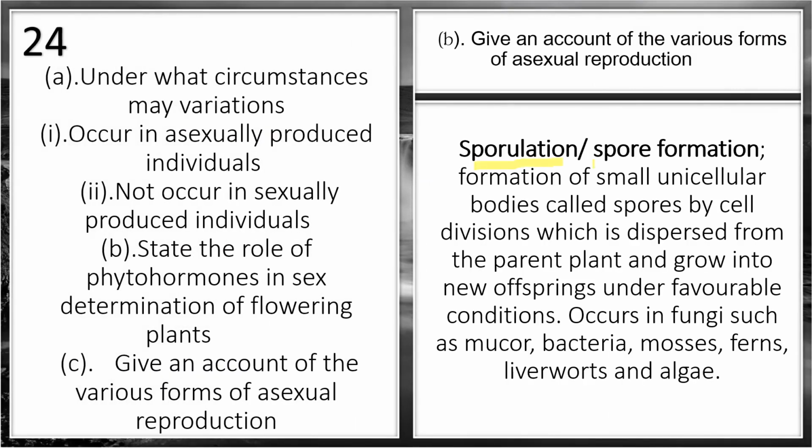Sporulation, or what we call spore formation. Formation of small unicellular bodies called spores by cell division, which are dispersed from the parent plants and grow into new offspring under favorable conditions. It occurs in fungi such as Mucor, bacteria, mosses, ferns, liverworts, and algae.